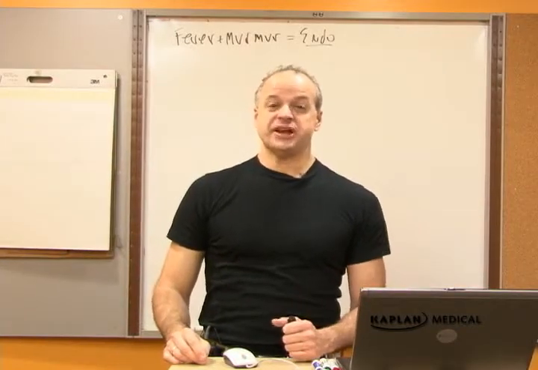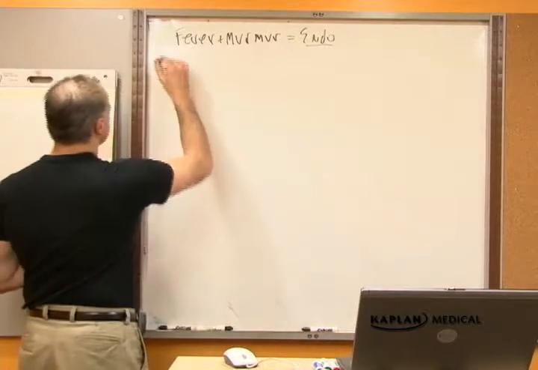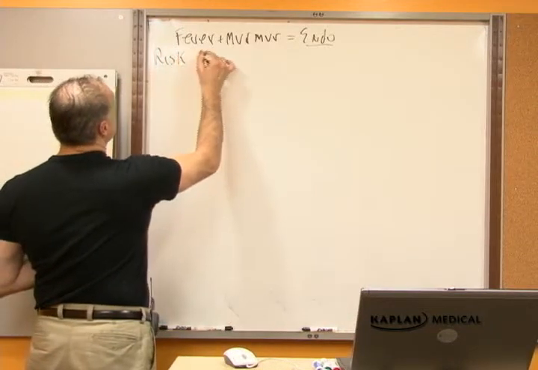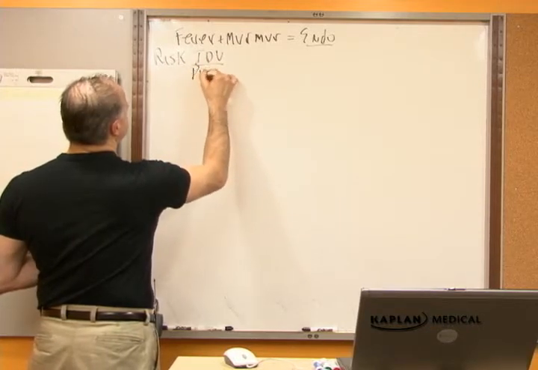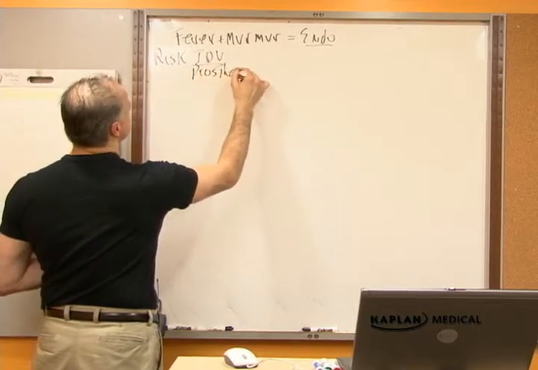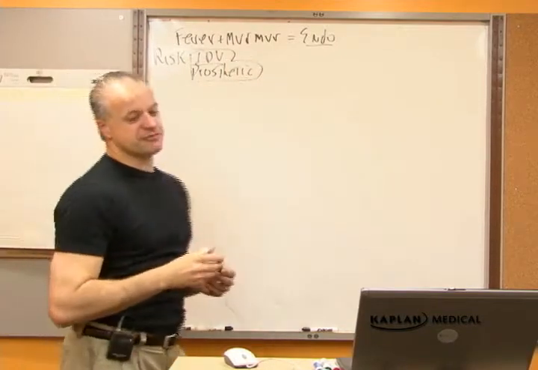If we throw in a risk, like injection drug use or a prosthetic valve, that raises the pretest likelihood of disease. Okay, now a fever and a murmur is enough by itself.